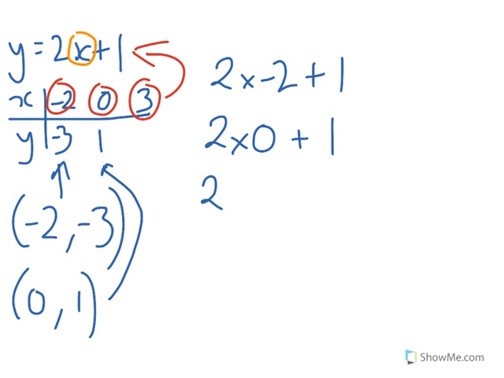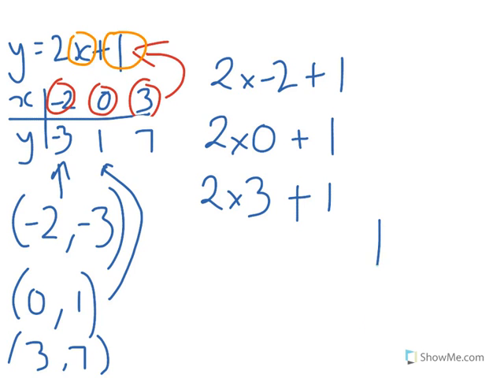So you're going to do 2 times 3 and then add 1. If you're not sure where this adding 1 is coming from, it's here. It says add 1 on the end. So 2 times 3 is 6, plus 1 is 7. So 7 would go in there. There we go. So your last coordinate is 3, 7.